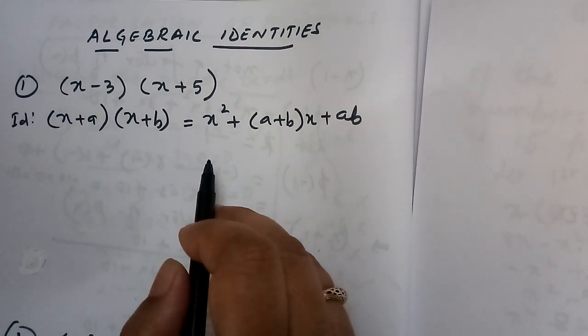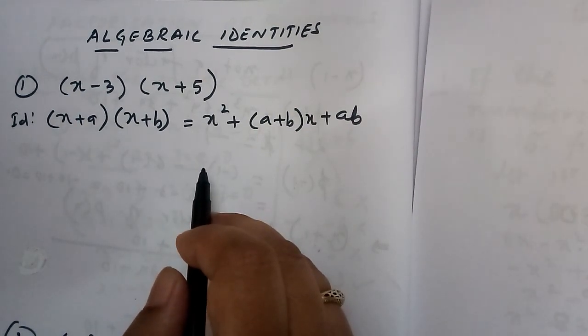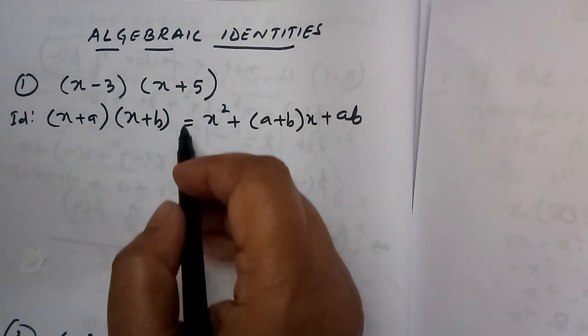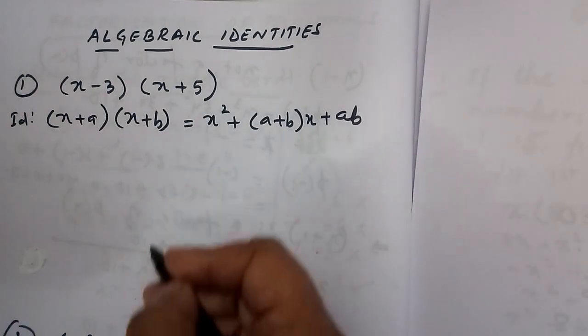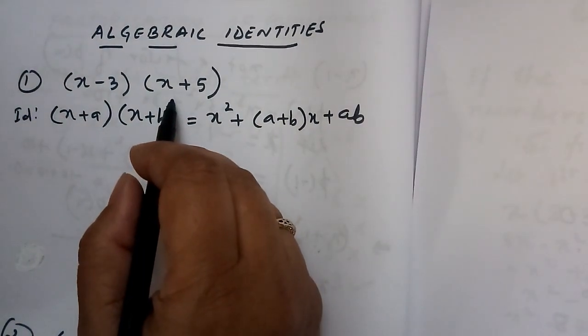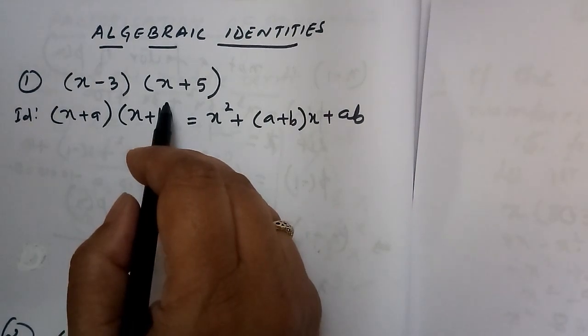In class 9th in your syllabus, you have a number of identities, and on the basis of these identities, you have various questions. So I'm just going to take up one of these identities today. Now coming down to my first question over here, the question says find the product.